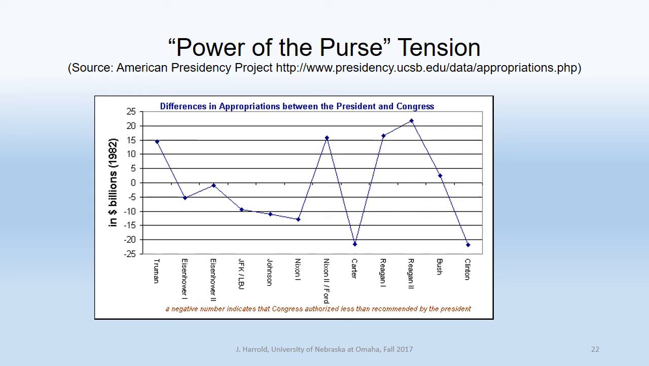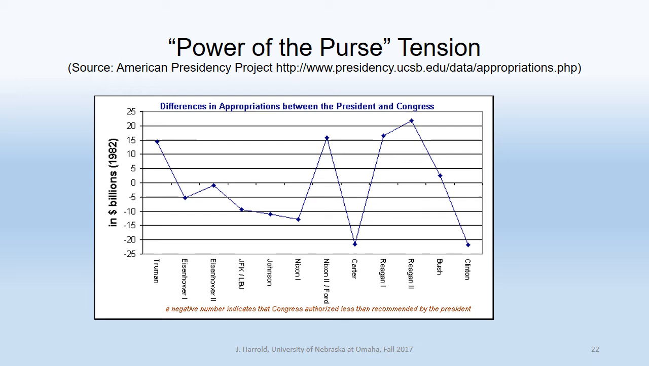That question aside, Congress does continue to have a lot of power when it comes to the budget. And this is probably, I would argue, one of the most important powers of Congress. This chart and the next chart show what Congress has done with budgets compared to presidents.